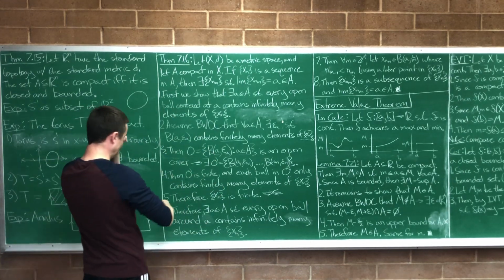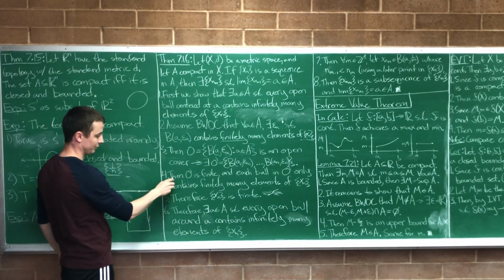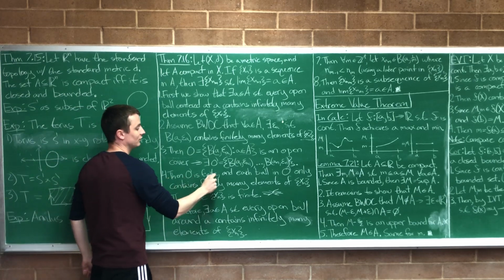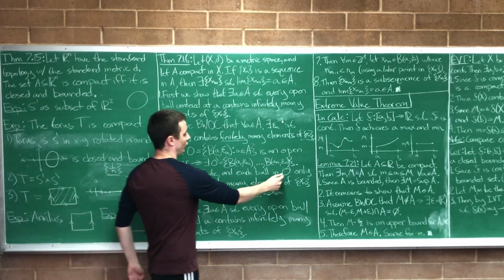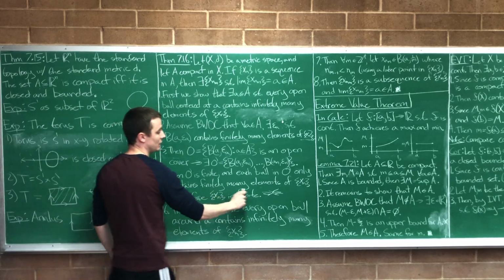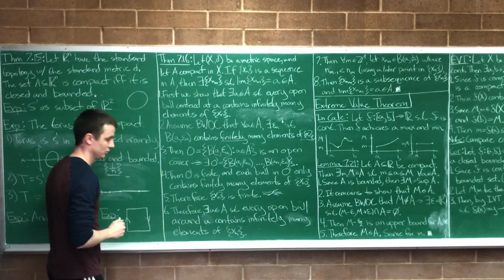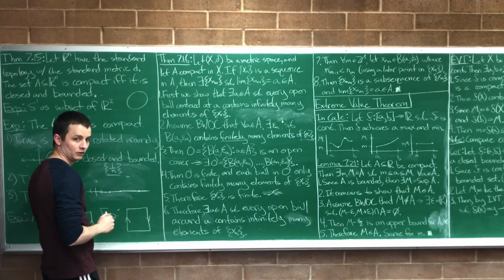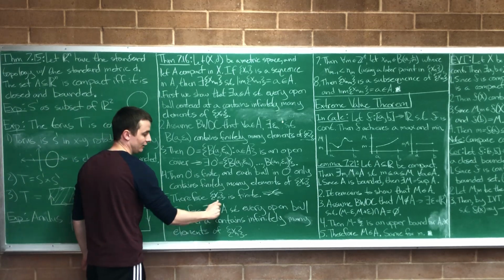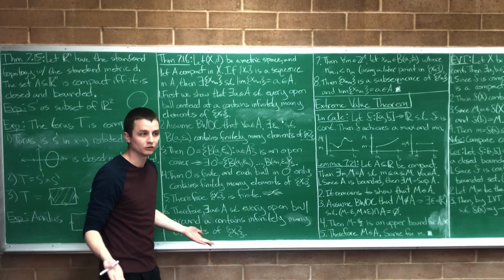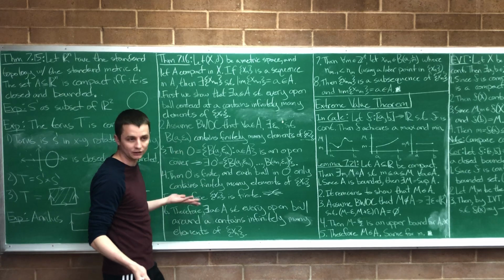So now we'll just say it again, but I figure doing it twice might help. So then O prime is finite, and each ball in O prime only contains finitely many elements of xn. Since all of xn is in A, then xn is finite. Contradiction. Because xn is infinite, it's a sequence.